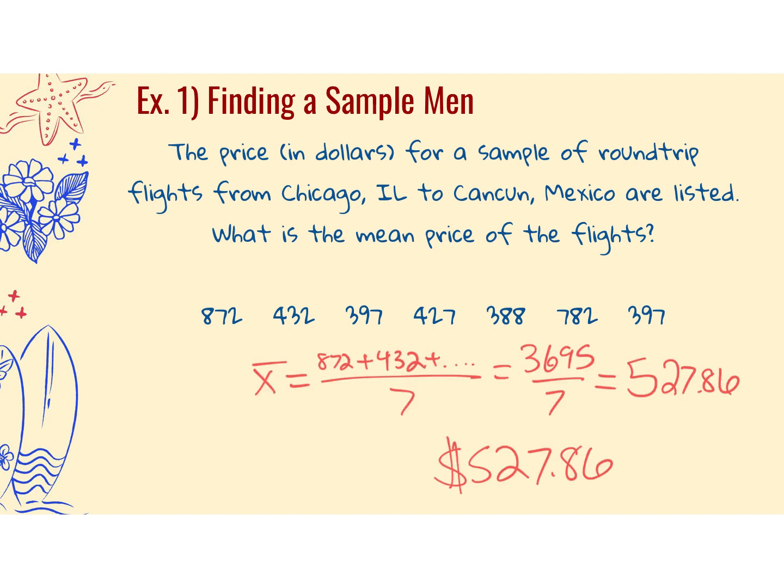Okay, so hopefully you guys got a chance to try out this problem. X bar, that is the sum of all of our entries, so we add all those up, and we should get 3,695. And we divide that by our sample size. There are 7 pieces in our sample. And that gives us 527.86. So the mean price of our flights was $527.86.